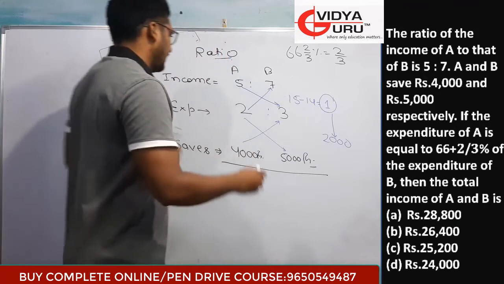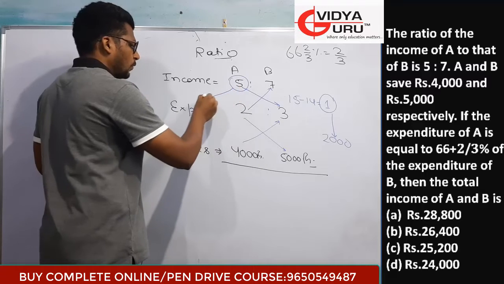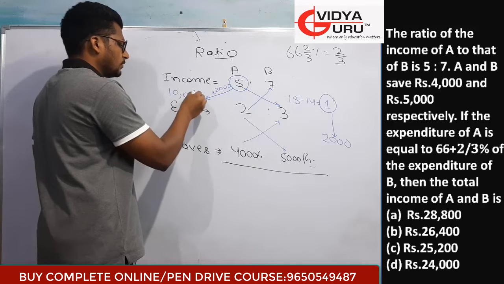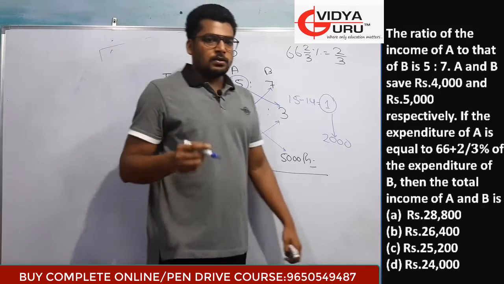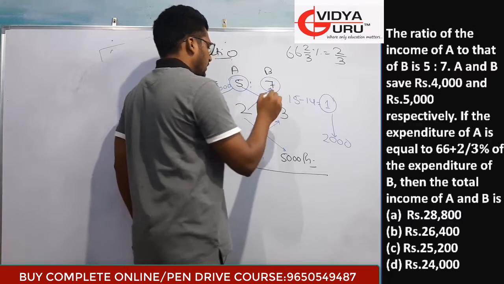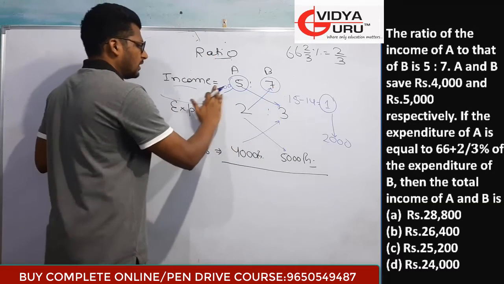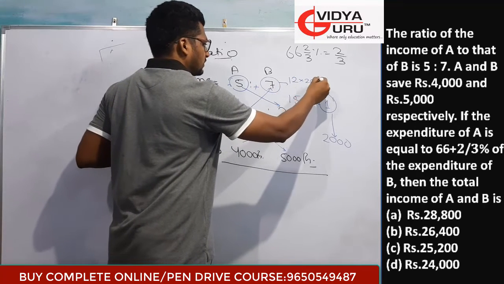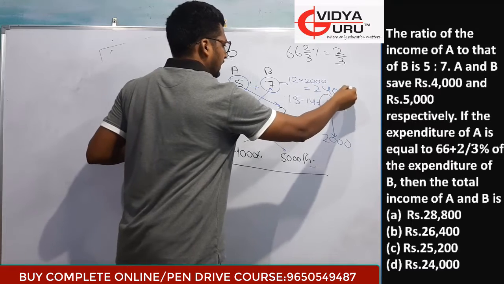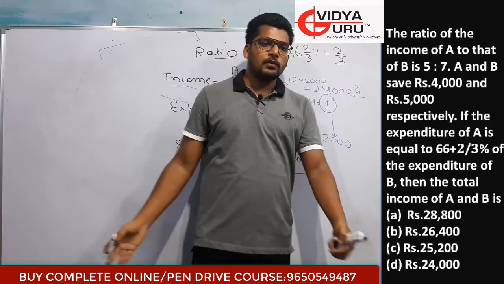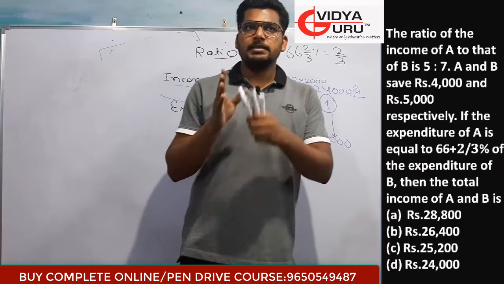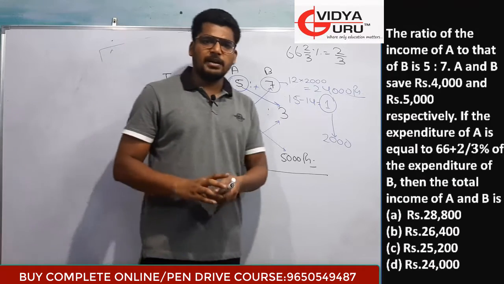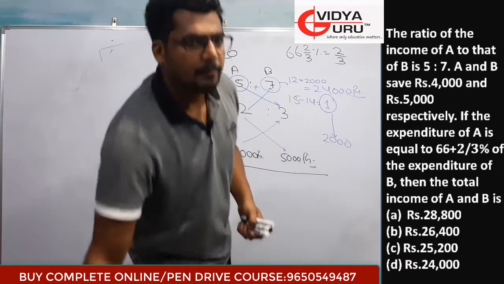The question is asking the income of A and B. The income of A was 5, which will become 5 times 2,000, so his income is 10,000. Actually the question is asking for the total. So what is the total of their income? 5 plus 7 is 12. So 12 into 2,000 will be nothing but 24,000 rupees. So option D is the correct answer to this question. This was a very easy and very basic question. I am taking one more question of this type to make you understand better.